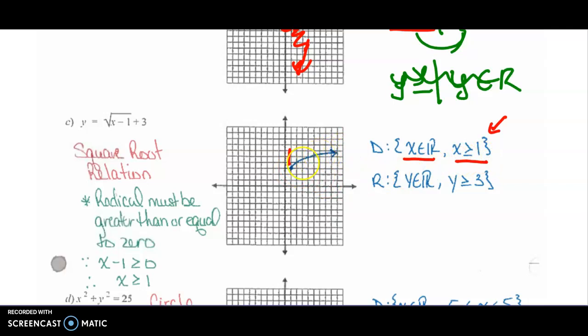Anything here is fine. Let's talk about y here. y can't be less than 3, or as we say here, y has to be bigger than 3 or equal to. So we say y is a real number and y is greater than or equal to 3.